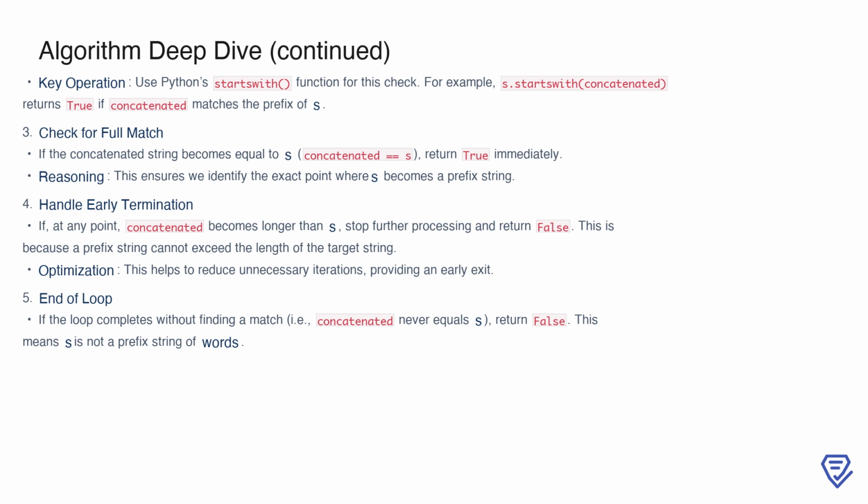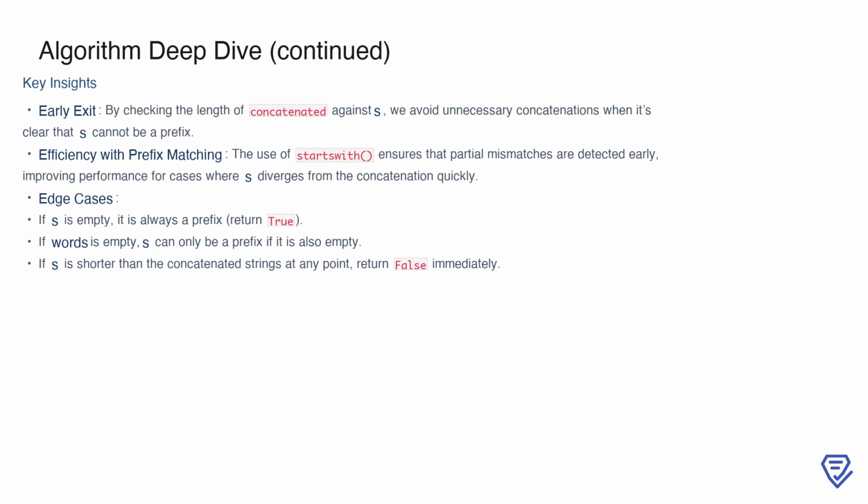Finally, if the loop completes without finding a match, we return false, indicating that S is not a prefix of the array. One key insight in this approach is the use of early exits to improve efficiency. By checking the length of the concatenated string against S, we prevent redundant operations, especially in cases where the prefix check fails early. Additionally, leveraging startswith ensures that mismatches are detected promptly, which is particularly useful for longer strings or arrays.